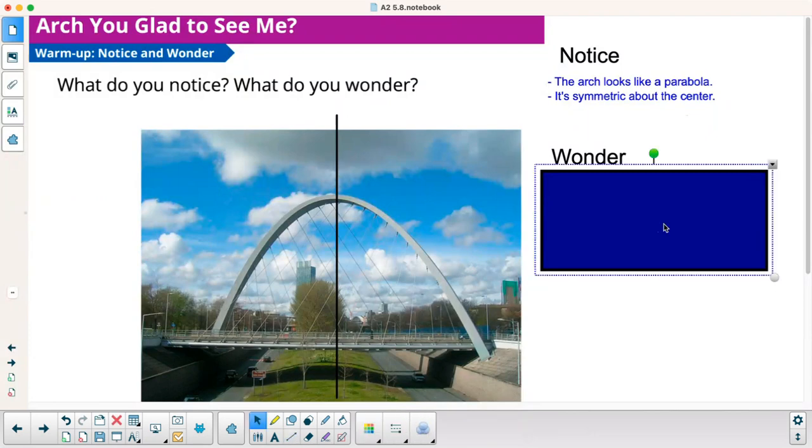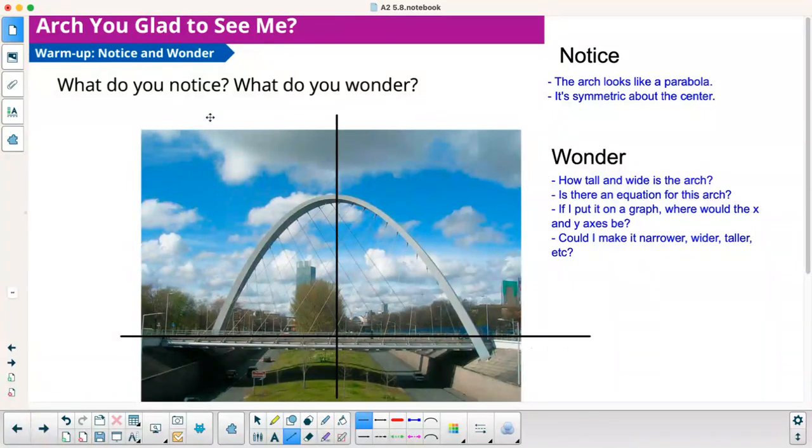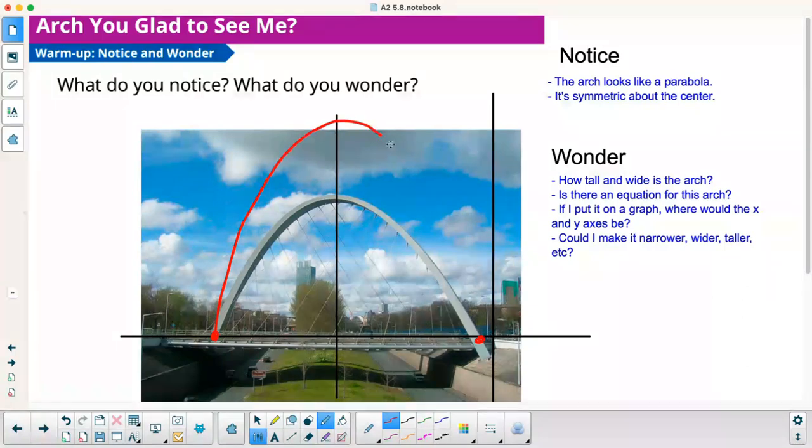Some things that I might wonder: How tall and wide is the arch? Is there an equation for this arch? If I put it on a graph, where would the x and y axis be? Would your x-axis be right there and your y-axis right here, or would my y-axis be over here? Could I make it narrower, wider, taller? Could I keep these points the same and stretch it up like that? What is this vertex here?